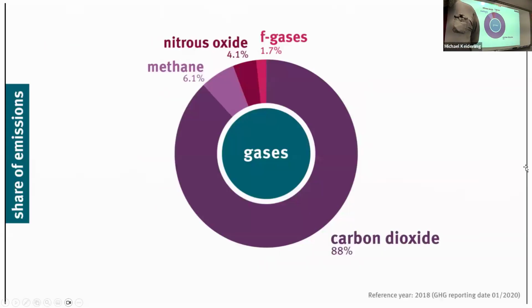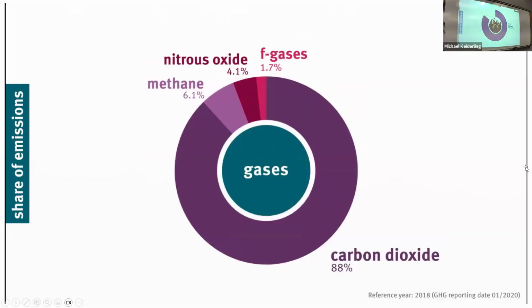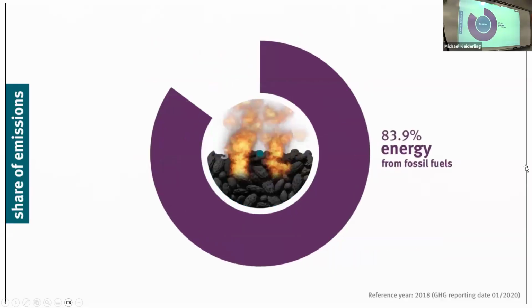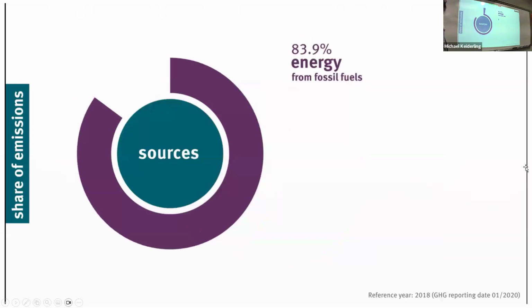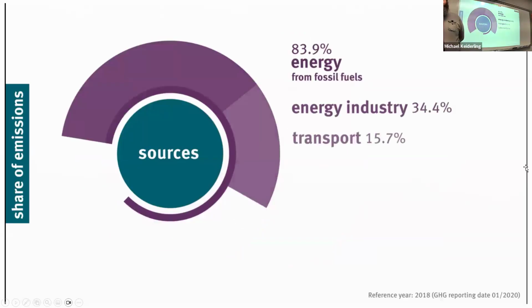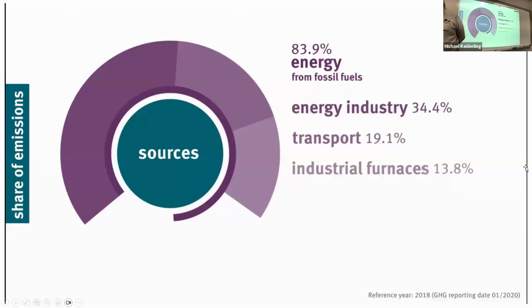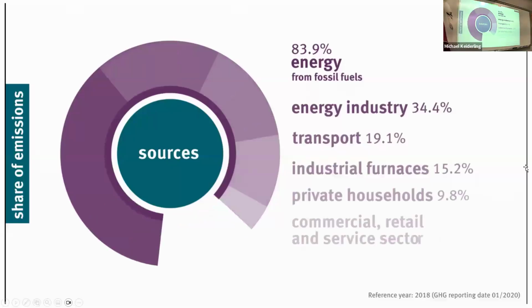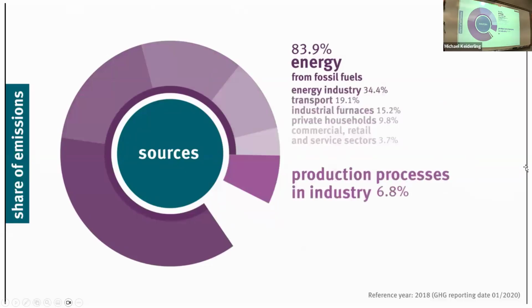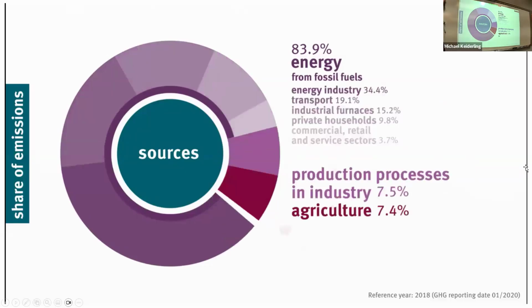In Germany, most greenhouse gas emissions arise when fossil fuels such as oil or coal are burned to generate energy. The primary source in this area is the energy industry, for example, the generation of electrical power and heat. This is followed by transport, industrial furnaces, private households, and the commercial, retail and service sectors. Other emissions are caused by the production processes in industry, agriculture, and waste management.